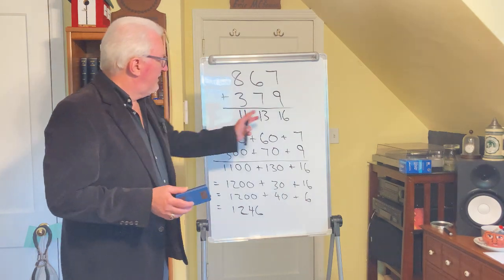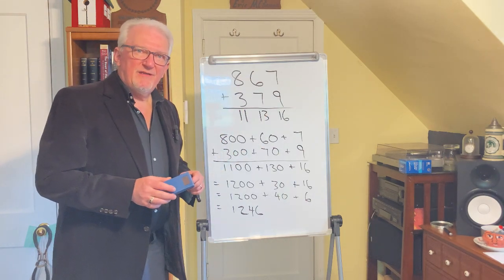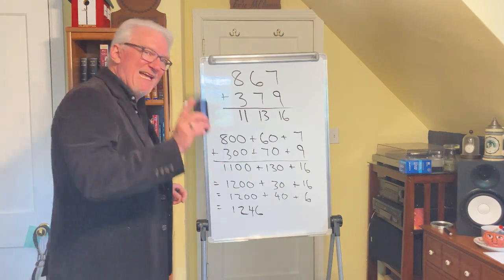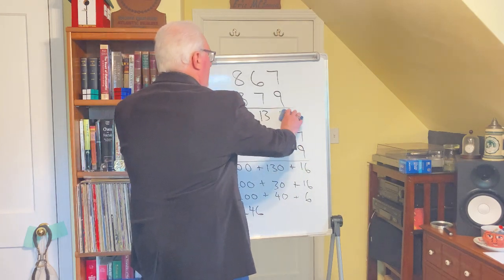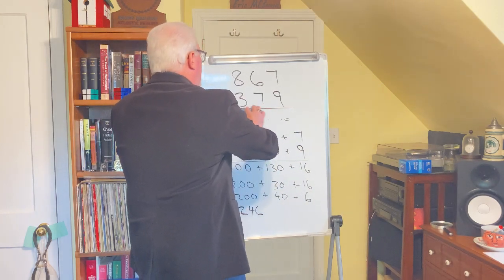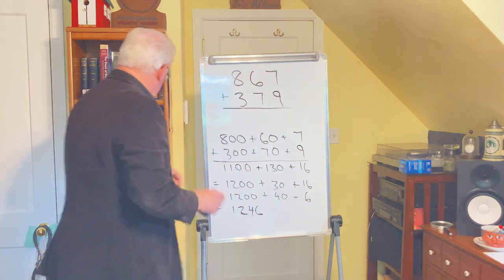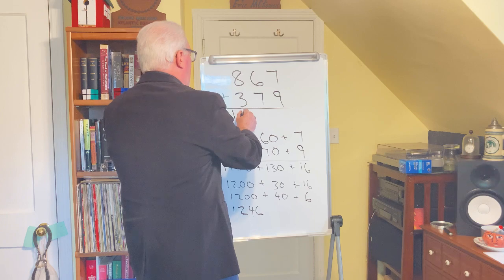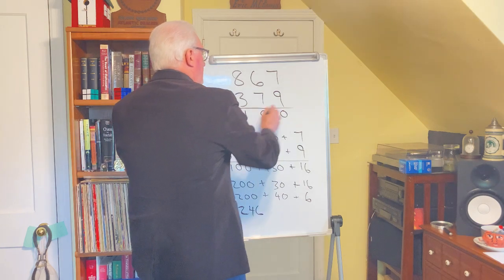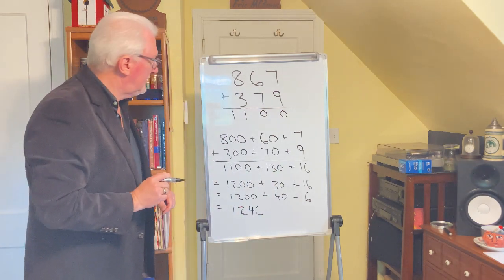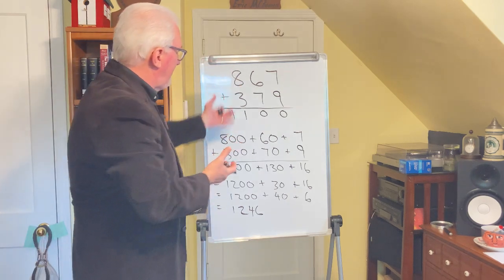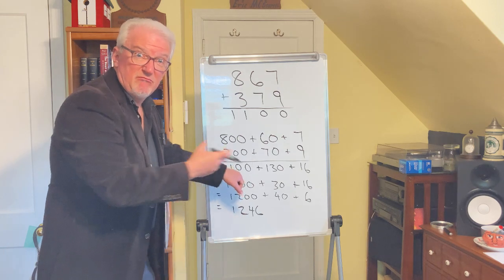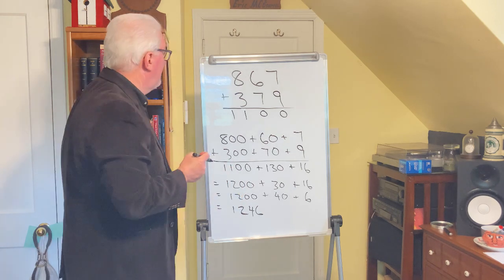Instead of writing the answer the way we did initially, 1113 to 16, let's do this. Let's write the 1100 first. So that was the 800 and the 300 giving us 1100. So giving us this first part in our component evaluation of the problem.